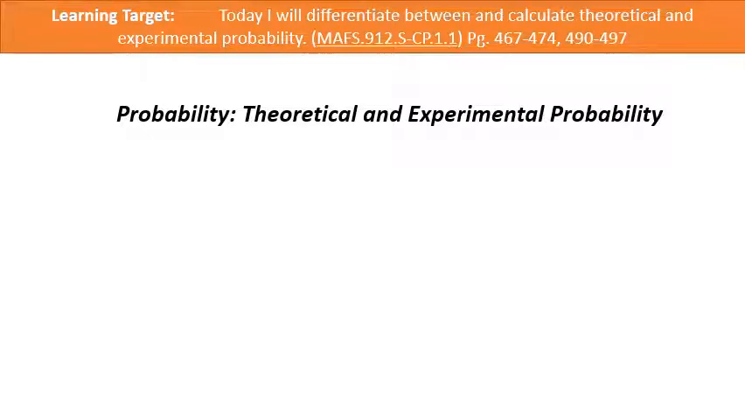Mr. Weber here. Today we're talking about our second lesson in probability. We're going to talk about theoretical and experimental probability. Now that sounds really complicated, but it's not nearly as bad as it sounds. Trust me. This comes from pages 467 to 474, as well as 490 to 497 in your textbook. So make sure that you are looking at that resource if this does not make sense.